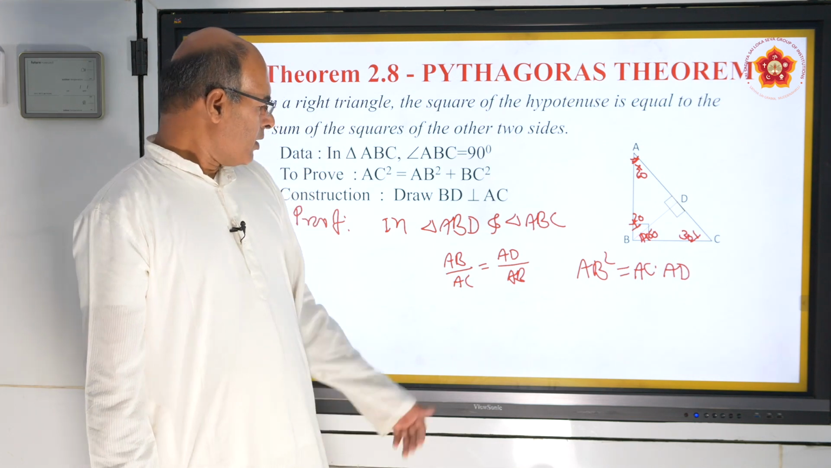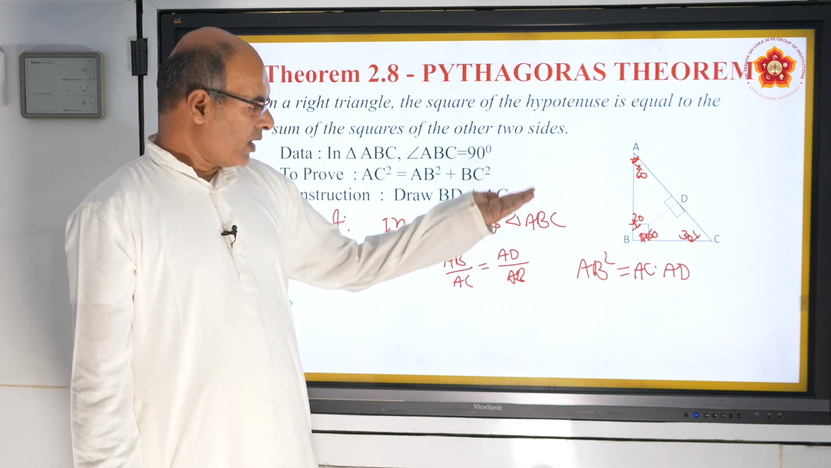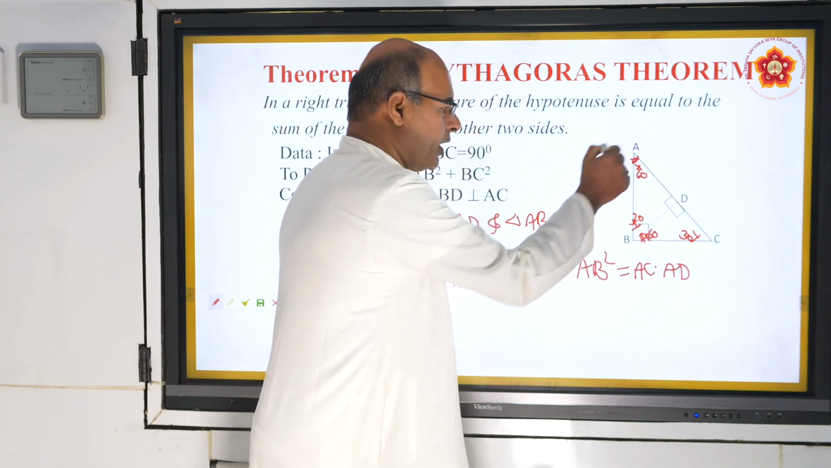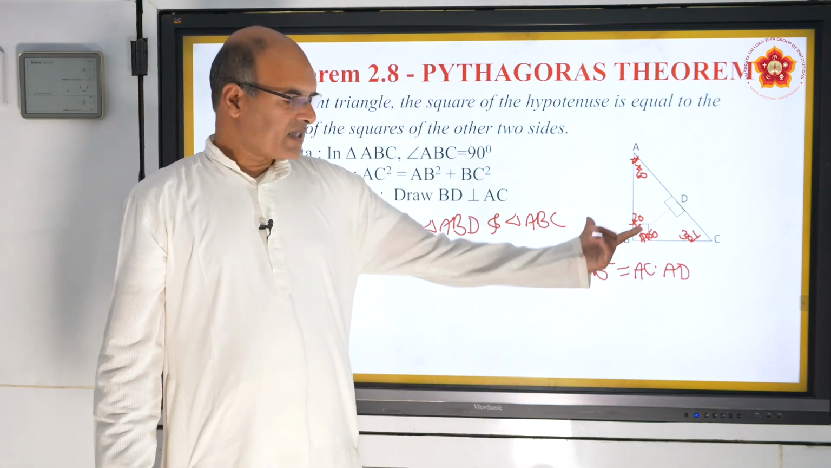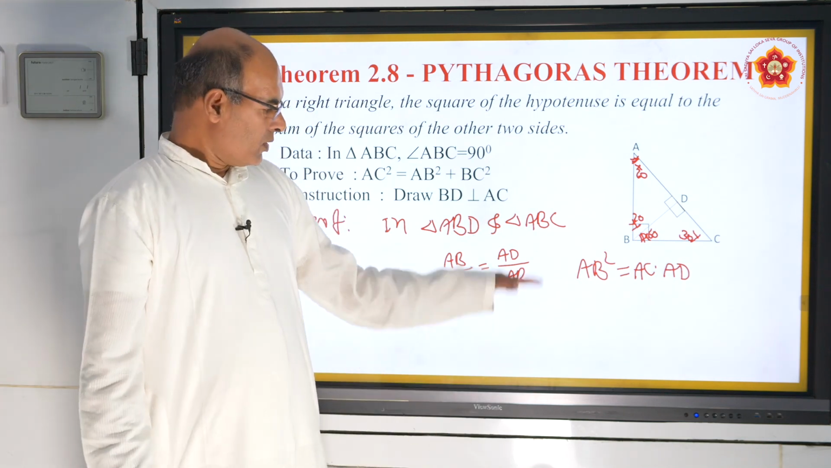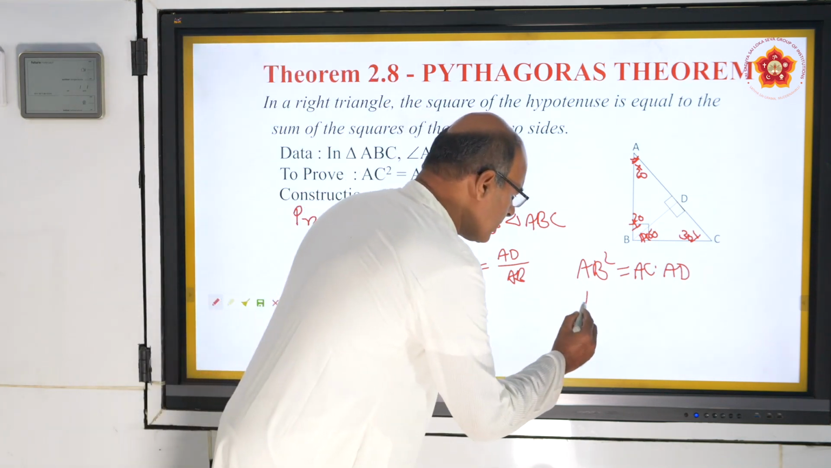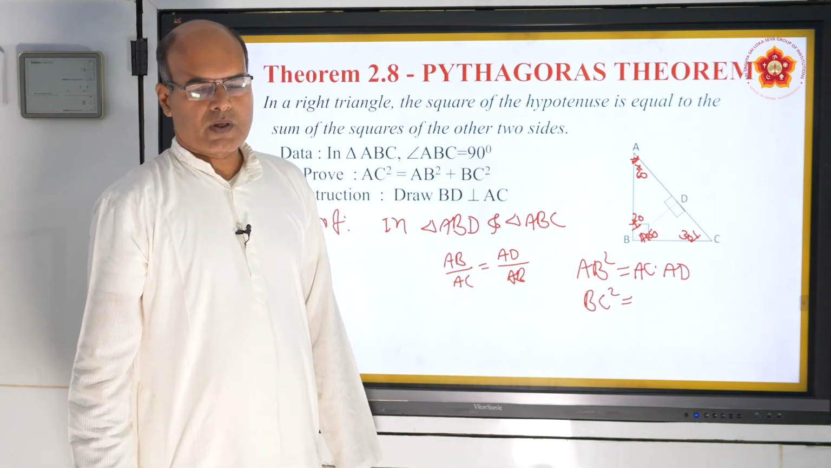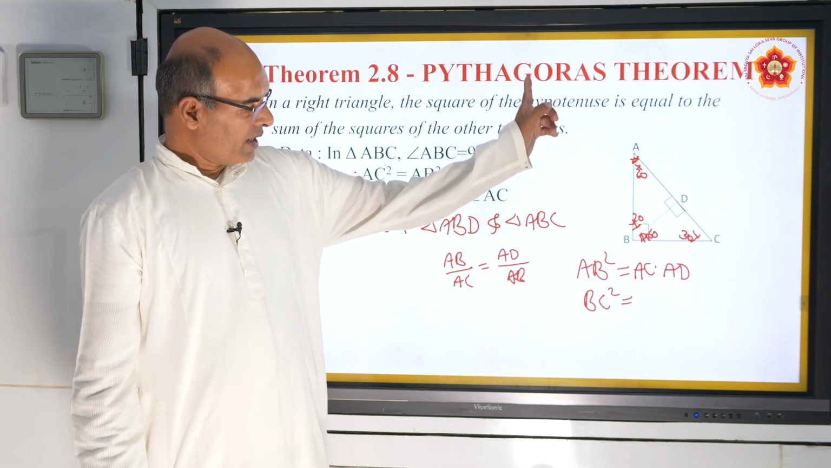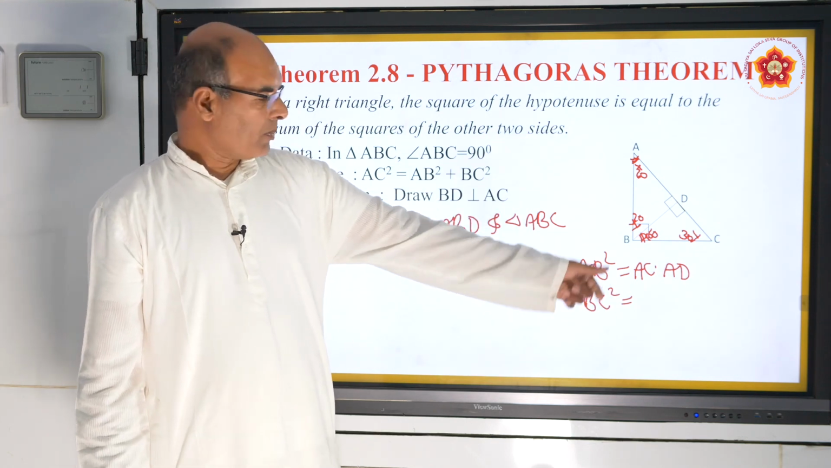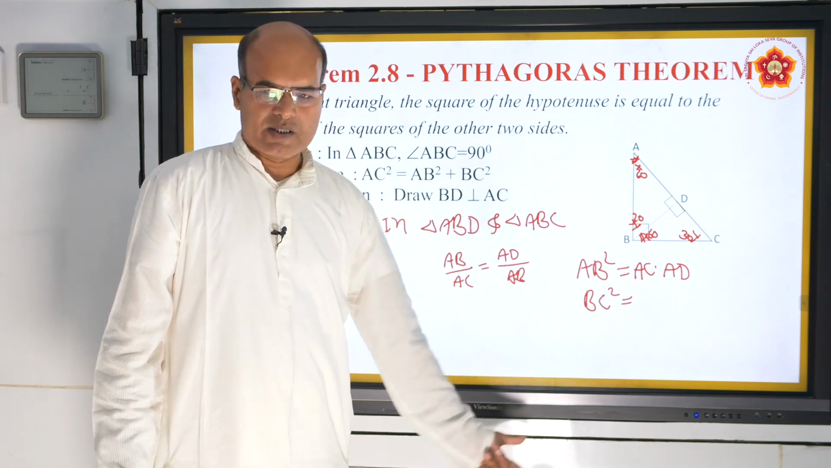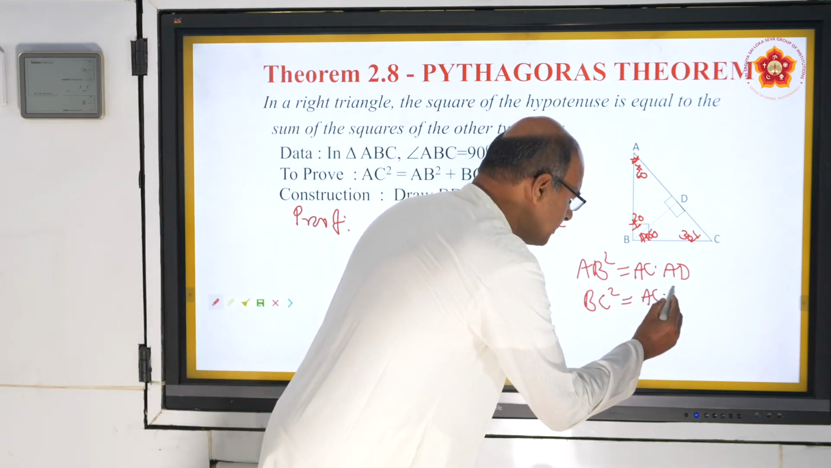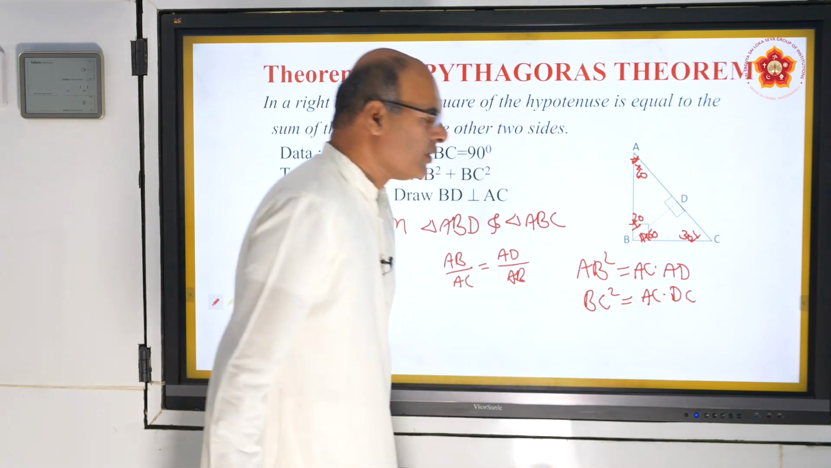Similarly, if I consider triangle DBC and triangle ABC, BC is the common side. In the same manner, we can write BC square is equal to, can you think? It is the full hypotenuse into the part of the hypotenuse which is nearer to BC, that is AC into DC. So AC into DC.